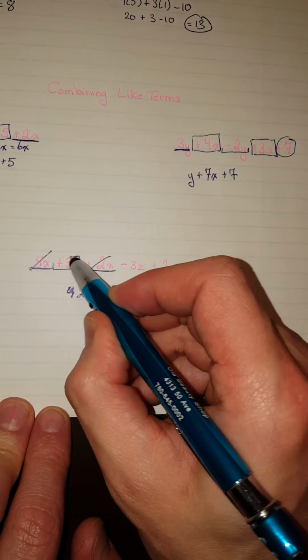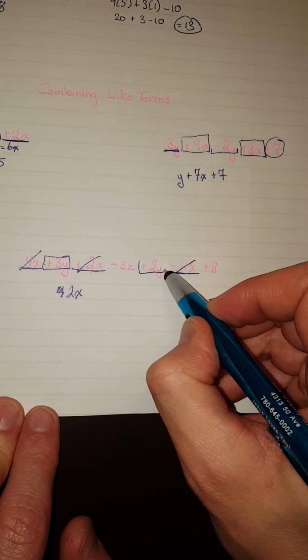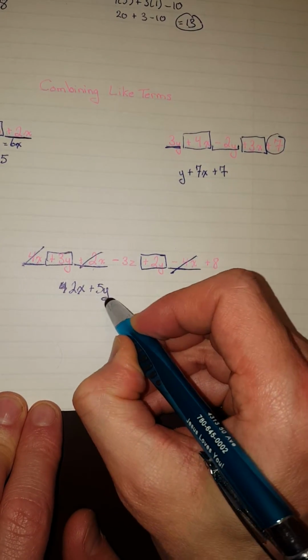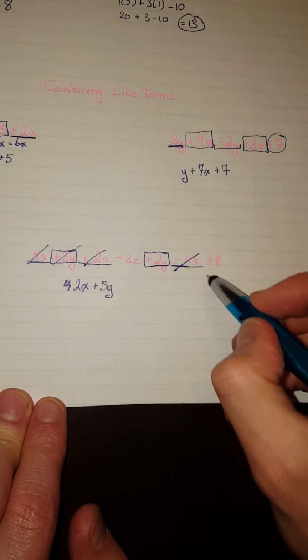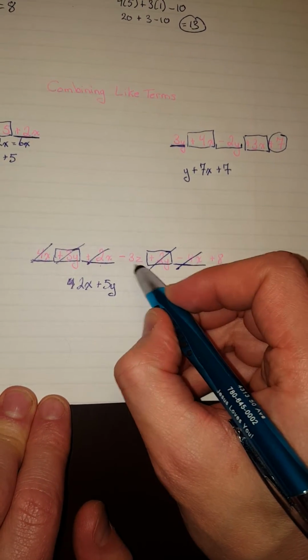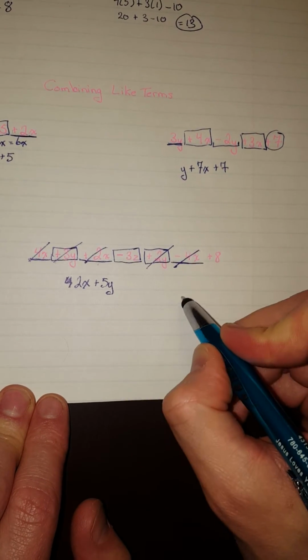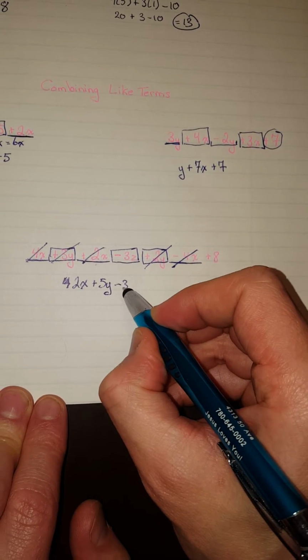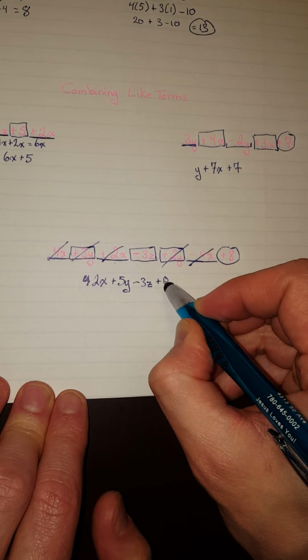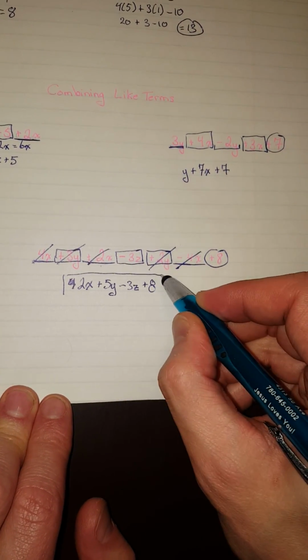Here we have positive 3y plus 2y, which will give us positive 5y. Now we move on to our next variable, which is negative 3z. Because we don't have any others, we can just move it down. And finally, we have our positive 8, and our equation is complete.